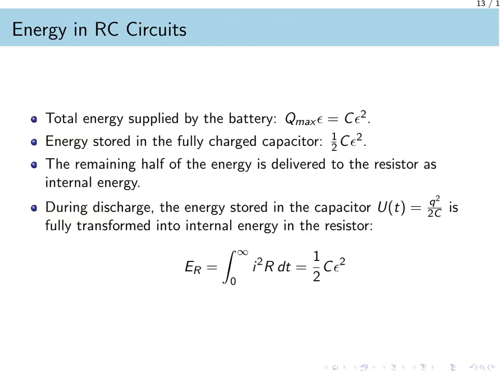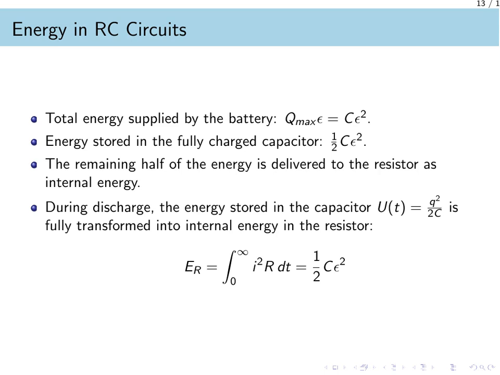Energy conservation is vital in RC circuits. The total energy supplied by the battery during the charging process is C times epsilon squared. However, the energy stored in the electric field of a fully charged capacitor is only half of that value, or 1/2 C times epsilon squared. The other half of the energy is dissipated by the resistor as internal energy, or heat, during the charging process.